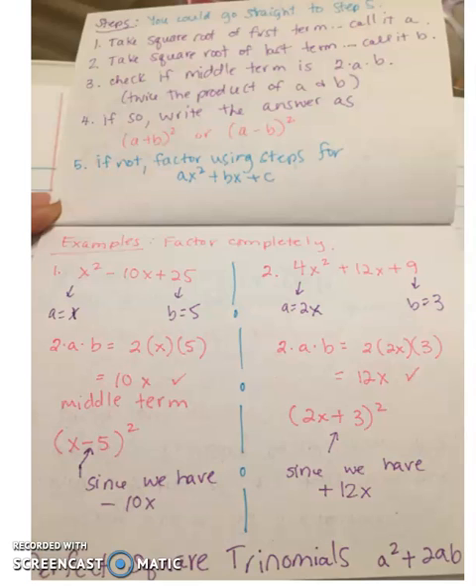I'm going to now double check to make sure that if I multiply a times b and double it, I do get the middle term. And so in this case, I do truly get 12x because 3 times 2 is 6, and then 6 times 2 is 12, so I get 12x.